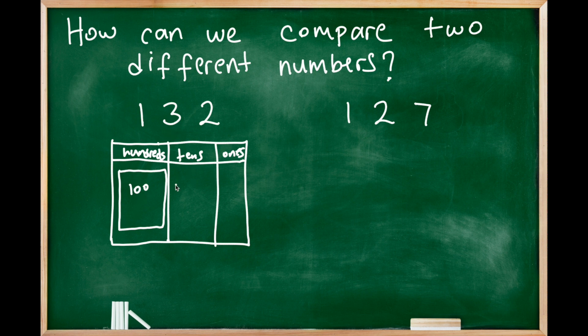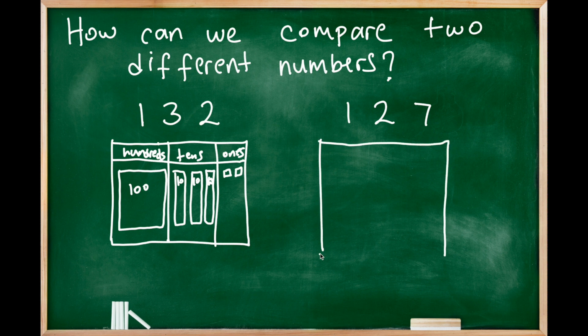We have 3 in the tens place, so I will use 3 ten rods. That represents 10 blocks. And I will represent 2 by 2 small squares. Basically this ten rod is a combination of 10 small blocks, and this 100 flat is a combination of these small squares in the 100 flat. So this number represents 132.